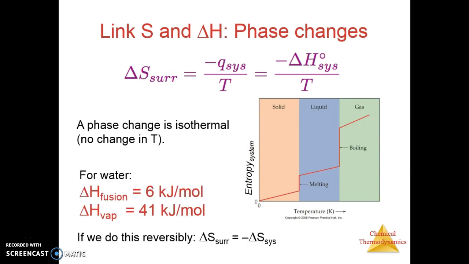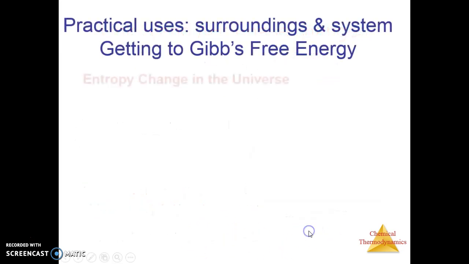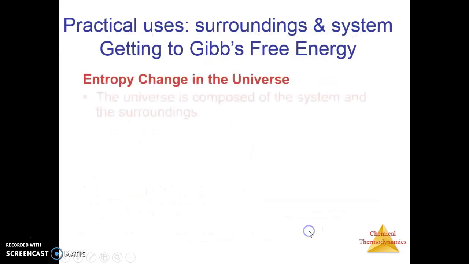For water, the delta H of fusion is 6 kilojoules. For the delta H of vaporization, it's 41 kilojoules. It takes a lot more energy to break all those IMFAs and give lots and lots of microstates to those free molecules than it does to simply take the solid form and make it liquid, so they're still close together. They're just doing a little bit more rotating and so forth. If we do this reversibly, then the delta S of the system is equal to the negative delta S of the surroundings. So still in the idea of derivation.